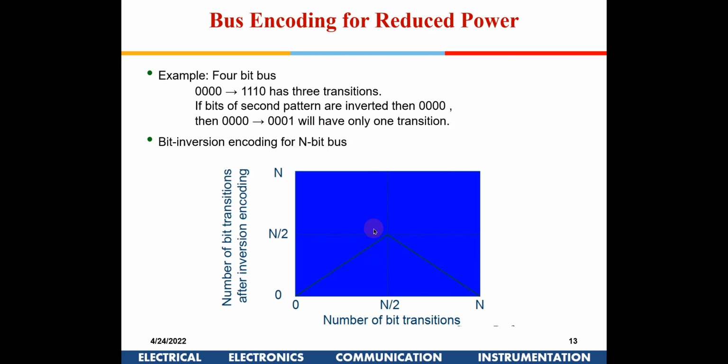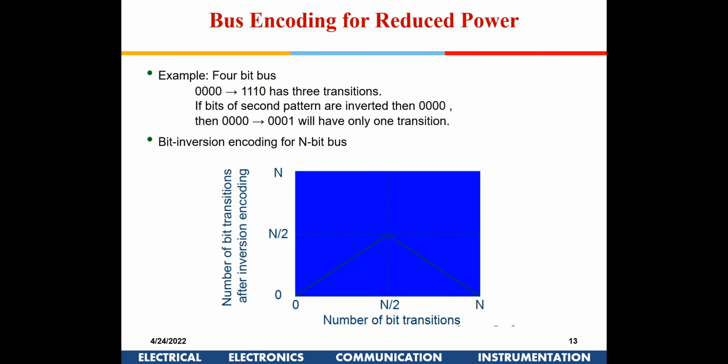Yeah, okay. So this is another technique known as bus encoding for lower power. For example, this is my previous bit, 0 0 0 0. The next bit is 1 1 1 0. Now if I transmit this initially and this subsequently on the bus, you will find that 3 of the 4 bits have changed.